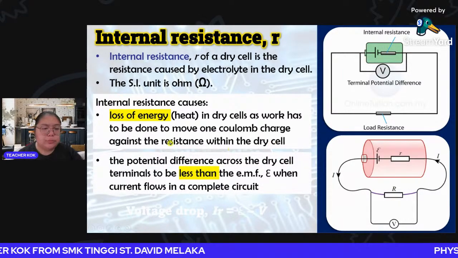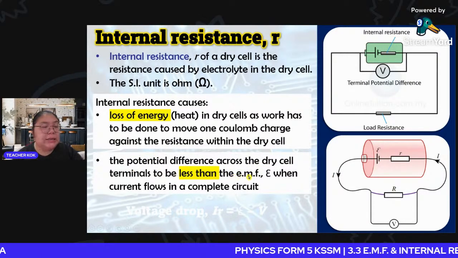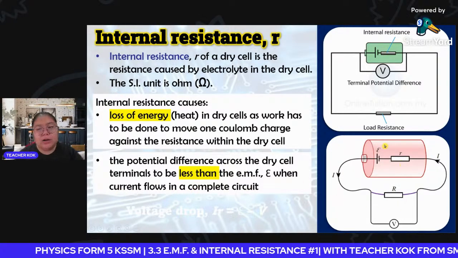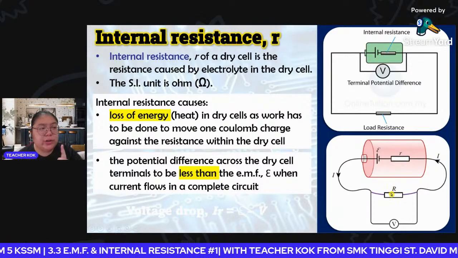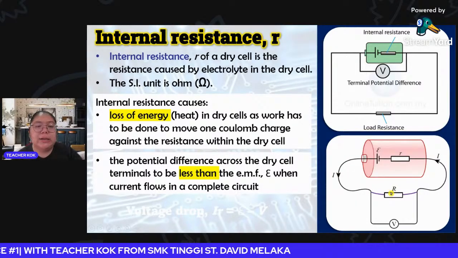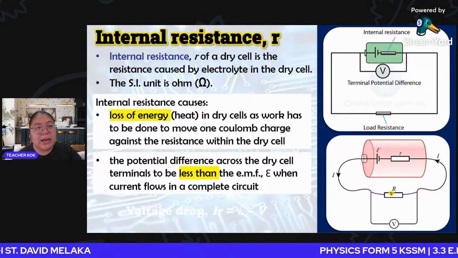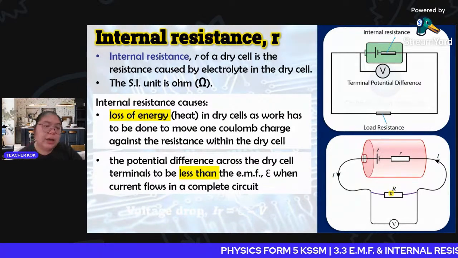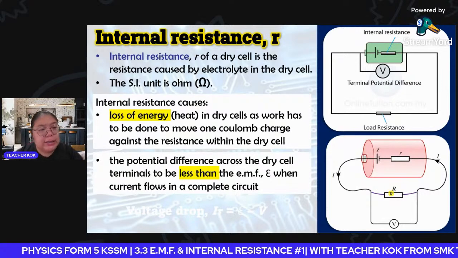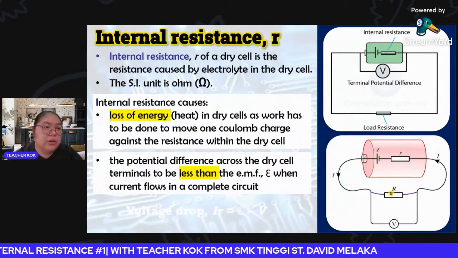Okay, number 2, the potential difference across the dry cell terminal is less than the EMF when the current flows in the circuit. So that means when the current just flows in the circuit, the potential difference will drop, because of the internal resistance. They need to overcome the internal resistance. Finally, the potential difference reading is less than the EMF. So this is one of the things caused by the internal resistance. One is heat energy, another one is the reading of the potential difference. They will drop.